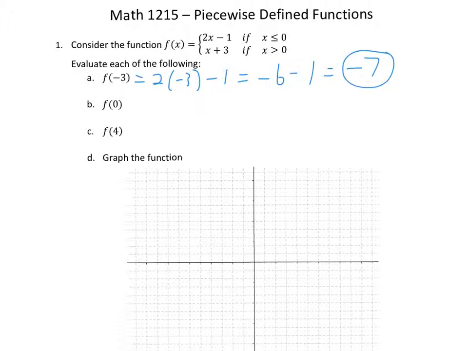In part B, the x value is 0, and since 0 is less than or equal to 0, we'll still use the top equation. So we'll take 2 times 0 minus 1, which is 0 minus 1, which is negative 1. And in this part C, the x value is 4, and 4 is greater than 0. So we use the second equation, and we'll take 4 plus 3, which equals 7.